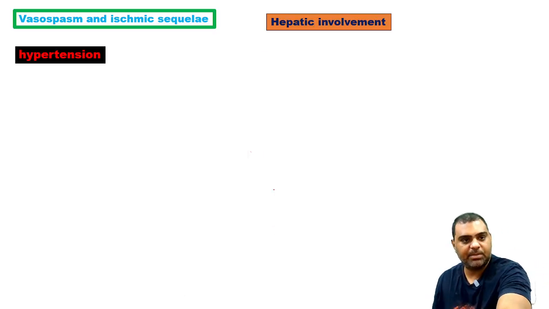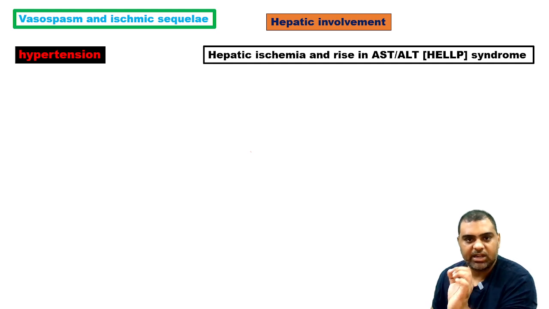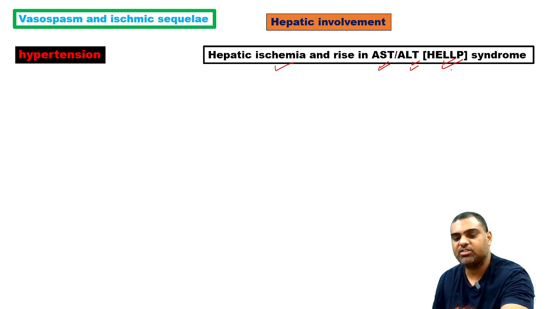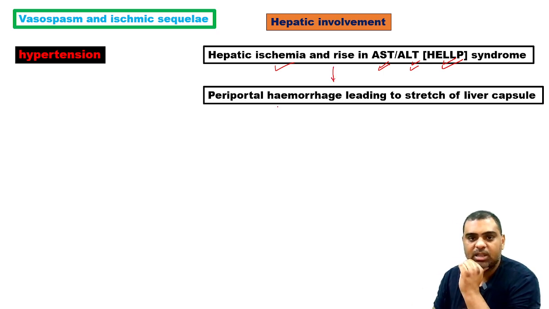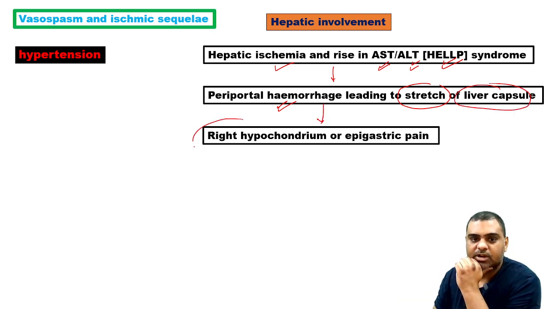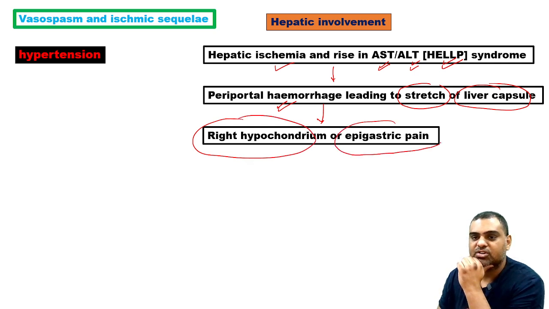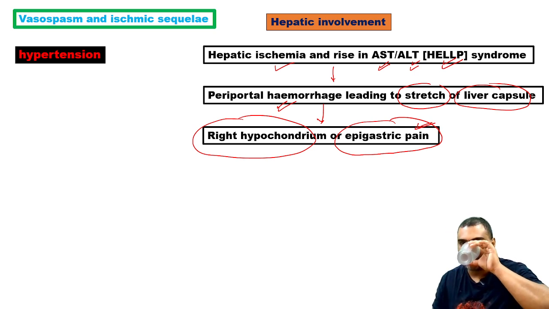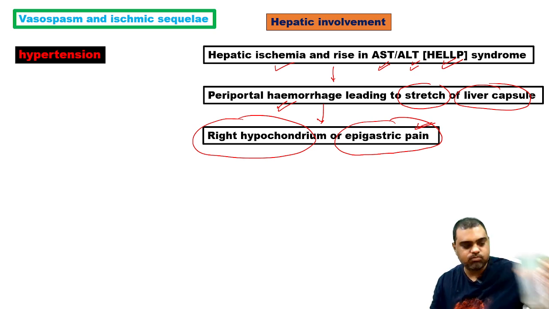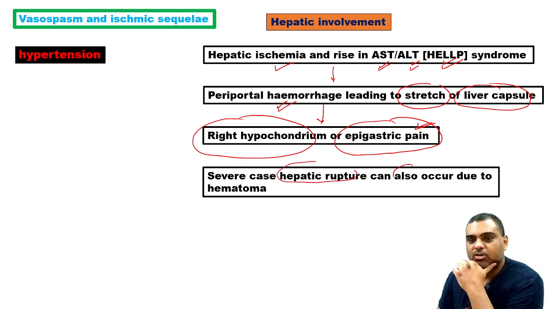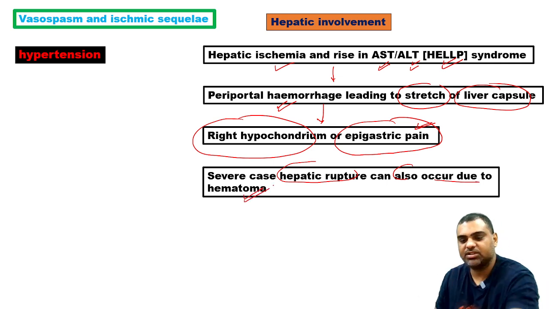So this is vasospasm, hypertension, and hepatic involvement. I told you there will be hepatic ischemia and a rise in AST, ALT. That will be called HELLP syndrome. I've explained everything. There can be periportal hemorrhages, leading to stretch of the liver capsule, which is responsible for the pain. There can be right hypochondrium pain or epigastric pain, and the patient will now be classified as severe preeclampsia. In severe cases, hepatic rupture can also occur due to hematoma formation.